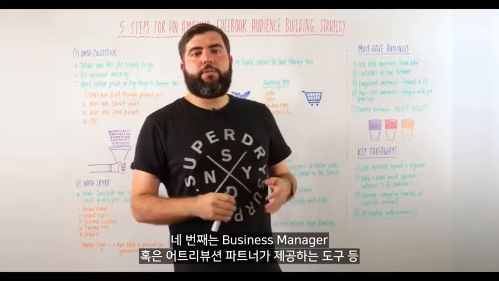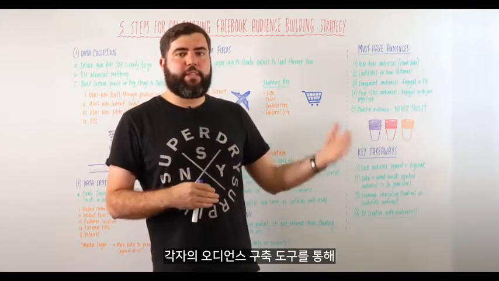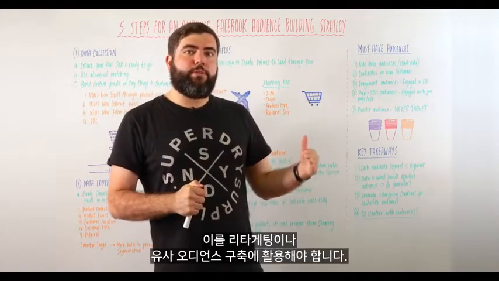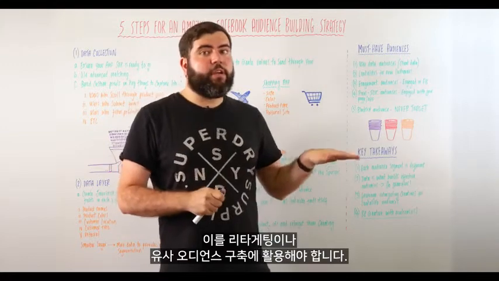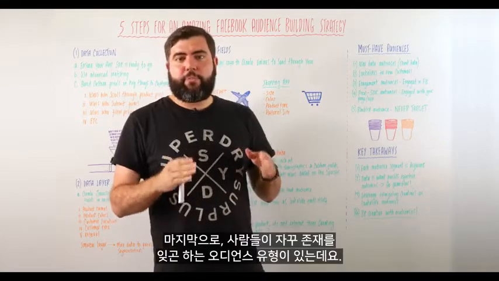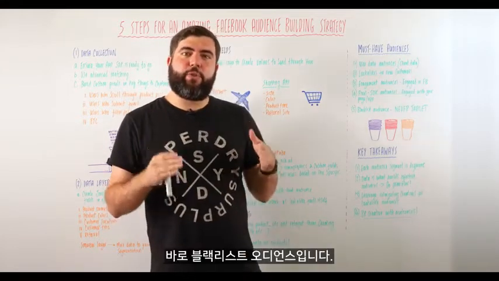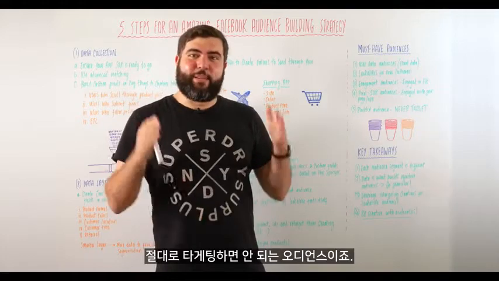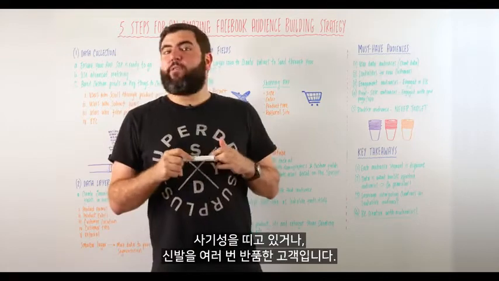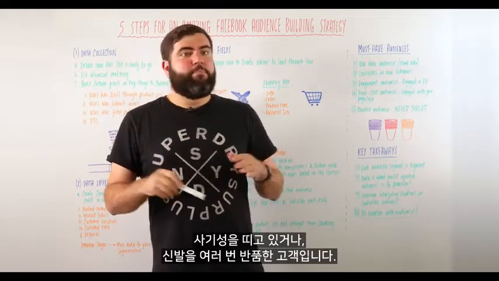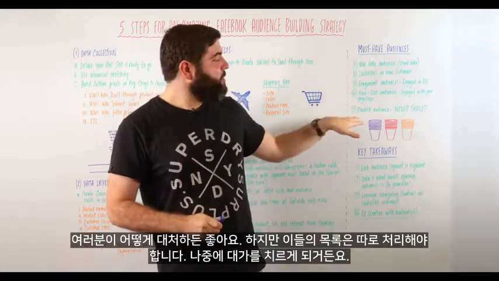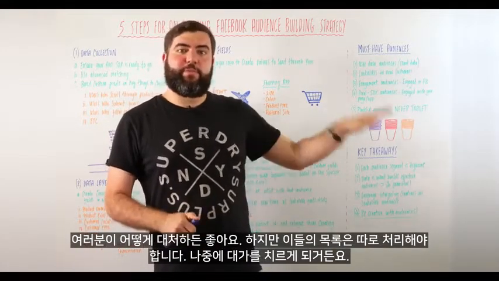Fourth one, use your audience building tool, either Business Manager or from your attribution partner, to build sophisticated audiences. Those should be used either for retargeting or for lookalike building. And finally, one type of audience that people tend to forget is you should always have an audience that you never want to target, the blacklist audience. Those are customers that either cancel their orders, have a lot of promo codes, are fraudulent, or return a lot of shoes, whatever it is. But work that list because it pays off in the future.